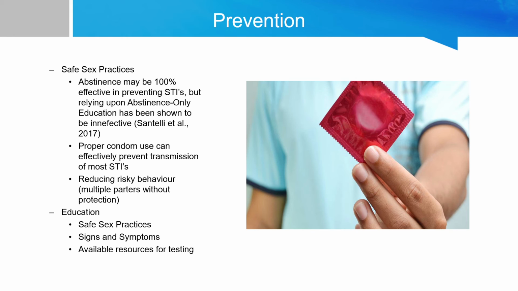One of the keys to prevention is advocating for safe sex practices. Abstinence may be 100% effective in preventing STIs, but relying upon abstinence-only education has been shown to be ineffective, as teens will eventually try sex, and if they are not knowledgeable about other ways to prevent STIs or unwanted pregnancies, they will not be prepared in the future.